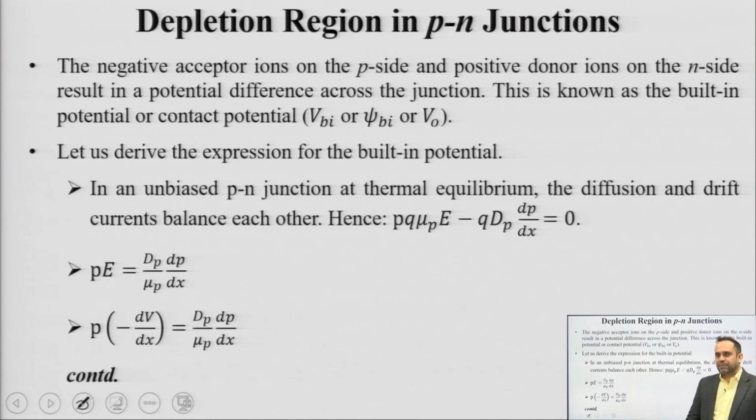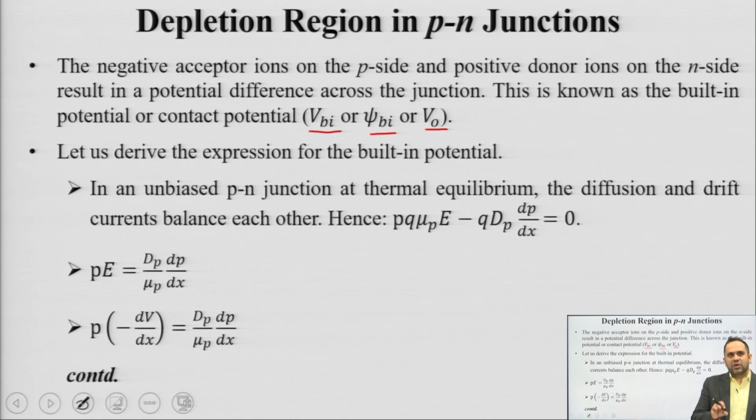Now we want to know what are the various electrostatics associated with the depletion region. As we have already said, the p side has negative acceptor ions and the n side has positive donor ions, which results in a potential difference. This is known as built-in potential, and now we need an expression for it. It is also known as contact potential or space charge potential. There can be different names, but it is the same thing. Symbols can be different, it can be represented by V_BI, psi_bi, or V naught, but we are talking about the same potential barrier across the junction. So, now I want an expression for it.